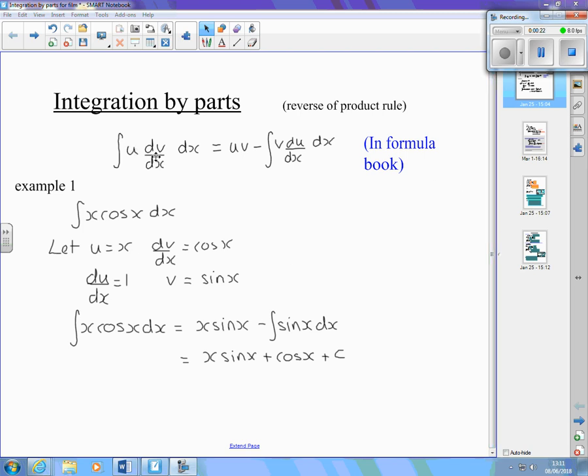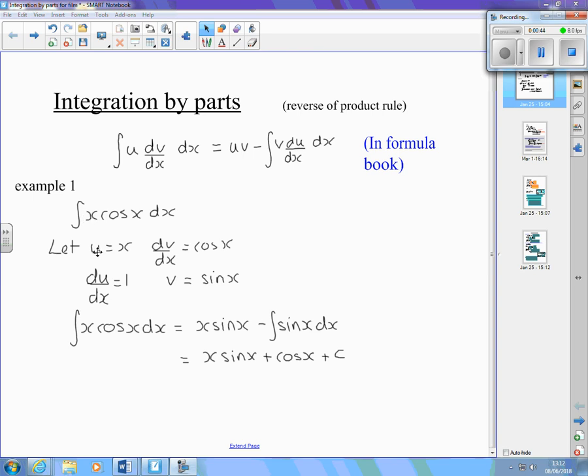You have a product of factors to integrate. One of them is called u. That has to be a factor that you know how to differentiate. And the other one is called dv by dx. That has to be a factor that you know how to integrate, and also a factor that doesn't get more complicated when you integrate it.